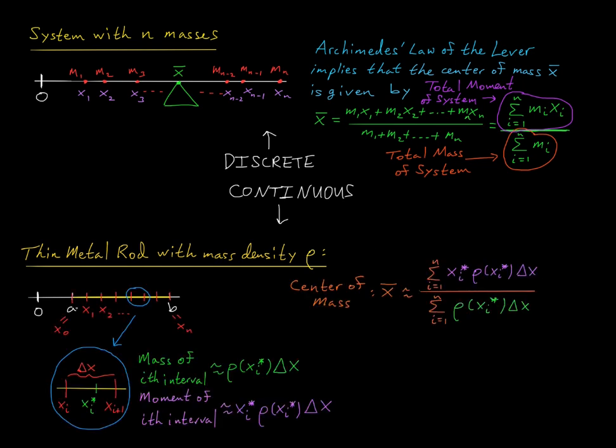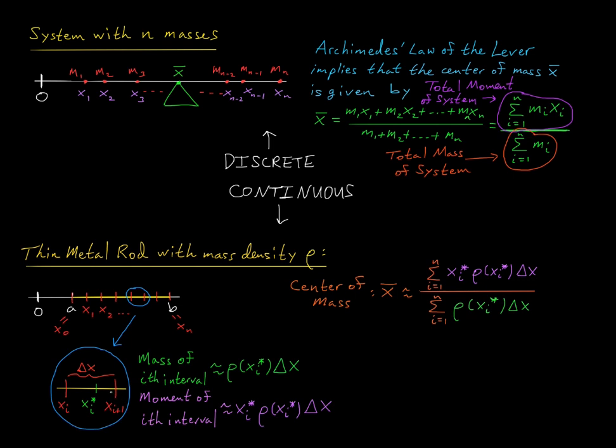So what we're going to do here is just partition our interval into a bunch of little subintervals, and now for each interval we can approximate its mass by just evaluating our density function at a point in the interval, and I'll call that sample point xi star. So density times the length of the interval, we'll call that delta x. That's going to give us at least an approximation to the total mass of the interval.